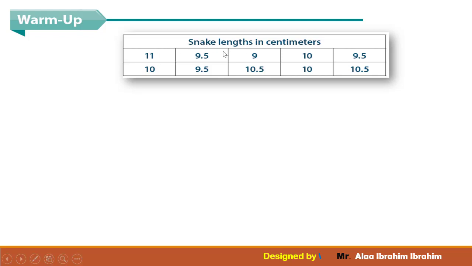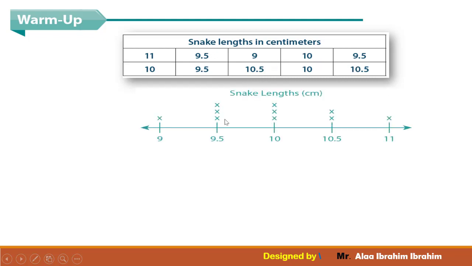I have an example: the length of a snake in centimeters, with these values: 11, 9.5, 9, 10, 9.5, and many more. So I have to put the number line. You find every number here. If we make it increase by 0.5, it will be good, like 9, 9.5, 10, 10.5 and 11. So we have to count how many 9s we have here. I found just one 9. If we count how many 9.5s, we find 1, 2, 3.